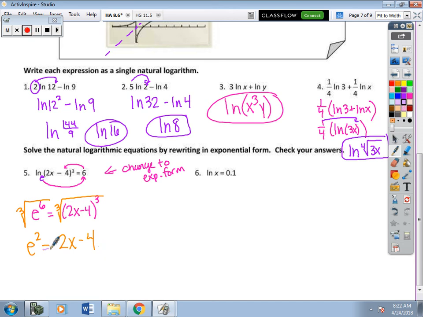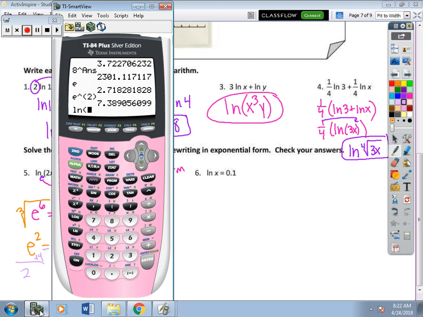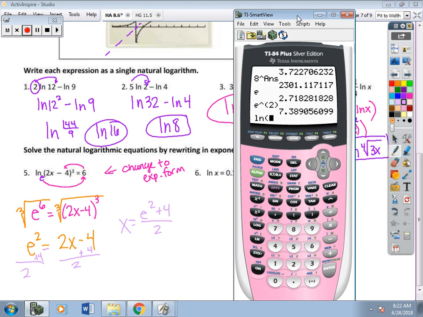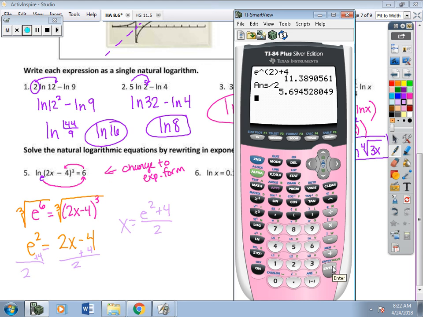But I would go ahead, again, leave this in exponential form so that you can type it all in your calculator at the end. So we'll add 4, and then we'll divide by 2. So I will get x equals (e squared plus 4) divided by 2. Now I'll type that in my calculator and see what we get. So again, I'll press the second ln button to get e to the 2nd power plus 4, divided by 2.